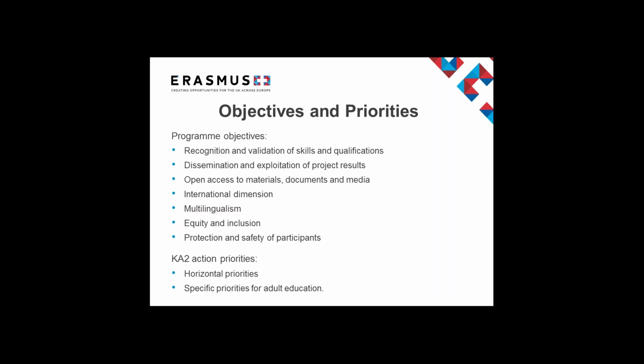Where a project addresses a horizontal priority, it's still important to show how the project will impact on the field of adult education. In 2016, projects addressing the horizontal priority of inclusive education, training and youth will be considered highly relevant. However, in all cases, projects will need to clearly demonstrate how the project objectives and planned activities will address the selected action, priority or priorities.